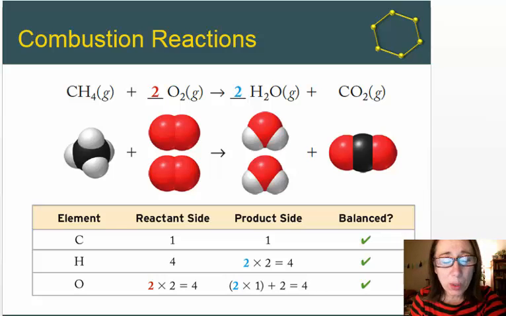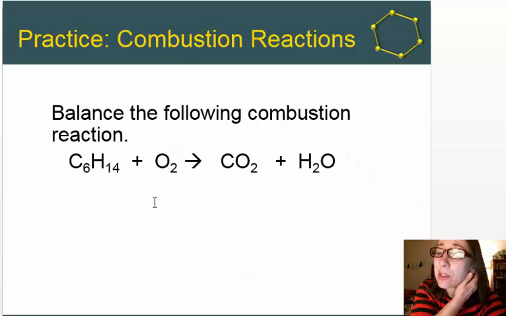Now sometimes it isn't always that easy. What I'd like you to do is balance carbon first, hydrogen next, and then oxygen last. Pause the slide, go ahead and balance that and see what you come up with.